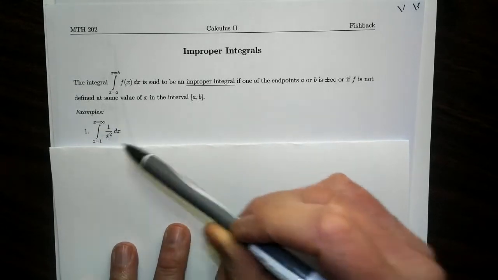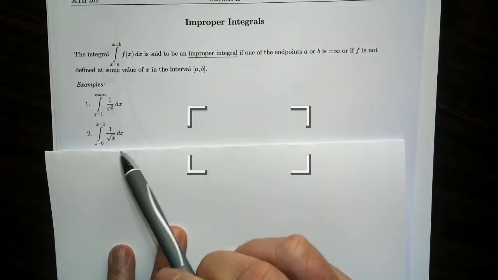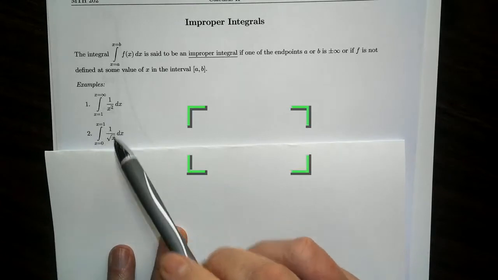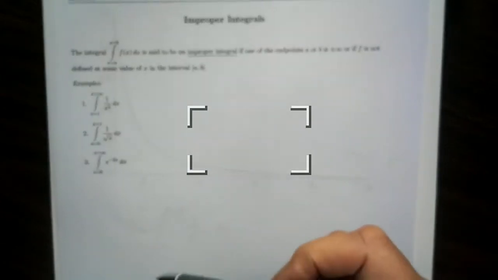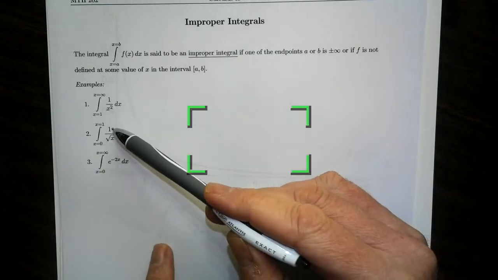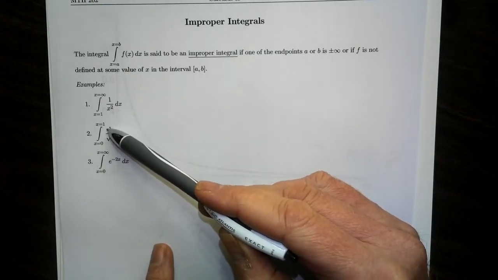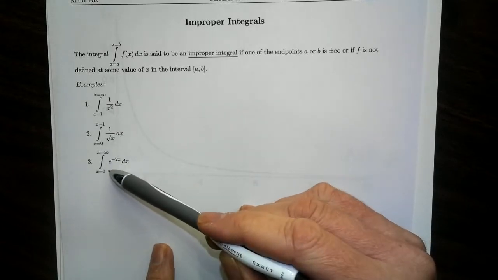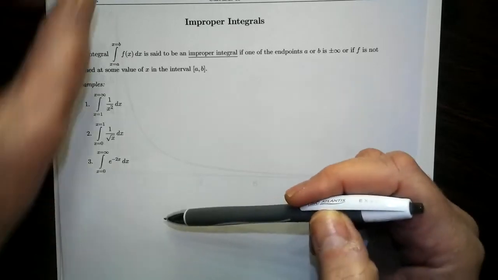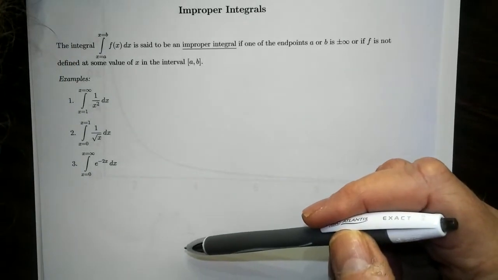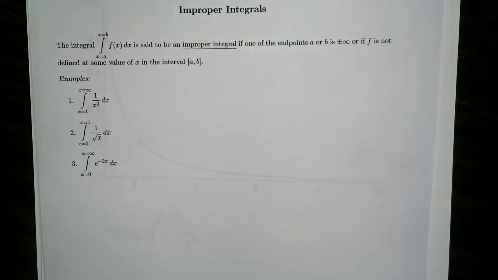So for example, the improper integral from 1 to infinity, 1 over x squared, that's an improper integral because the upper endpoint is infinite. The integral from 0 to 1 of 1 over the square root of x, that is also improper because the function that we are integrating, 1 over the square root of x, is not defined at the lower endpoint. There's an asymptote there. And then the integral from 0 to infinity, e to the minus 2x dx, that is also improper because the upper endpoint is infinite.